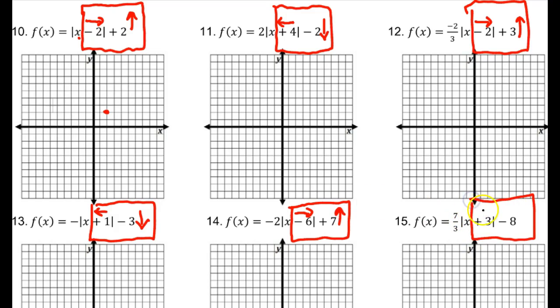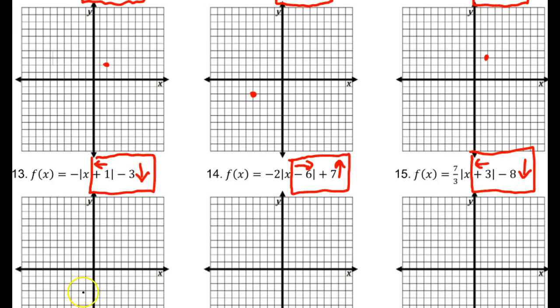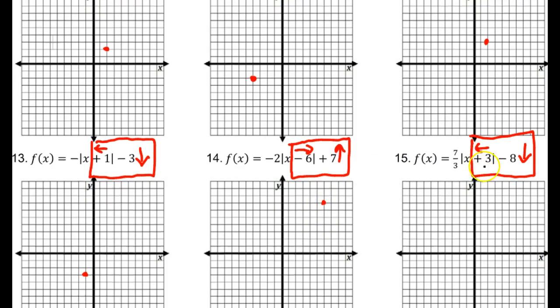And then you can use the slope like normal. Okay? Get these all down. So I'm going to go left and down. Left 4, down 2. Right 2, up 3. Left 1, down 3. Right 6, up 7. And left 3, down 8.